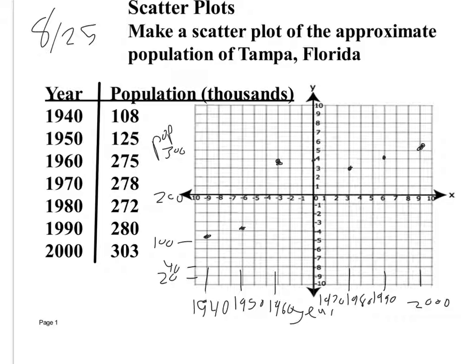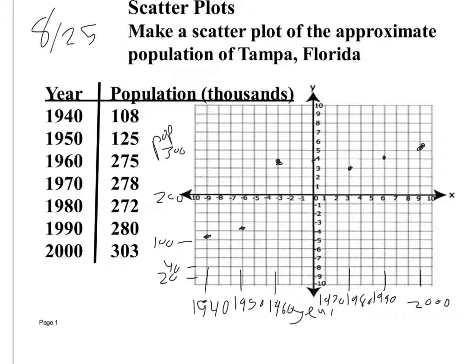And then you can see the population kind of leveled out. It even dipped down a little bit in the 80s. You could say maybe there was a hurricane that came through in one of those years. And then you can see a jump. It jumps almost 20,000 in 10 years. So maybe some new businesses moved in, some new companies decided to build there. Something happened to the population and it started increasing again. All right, does that make sense?